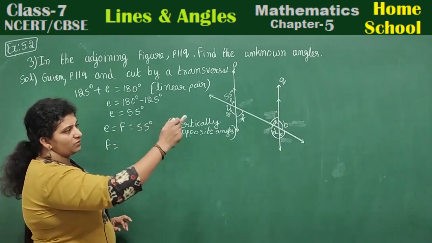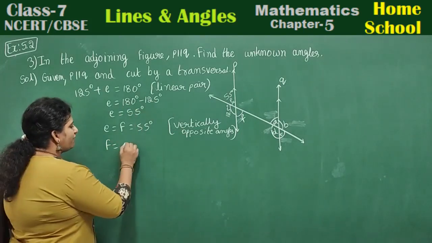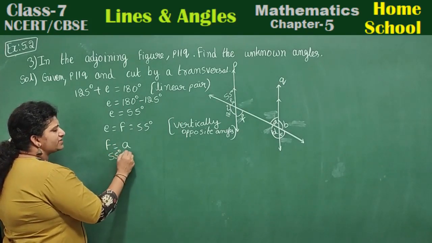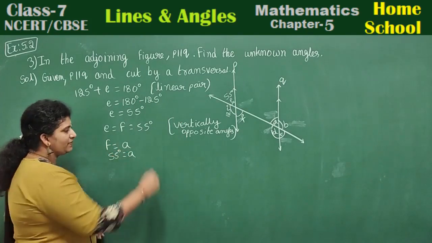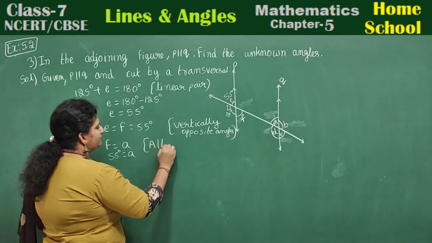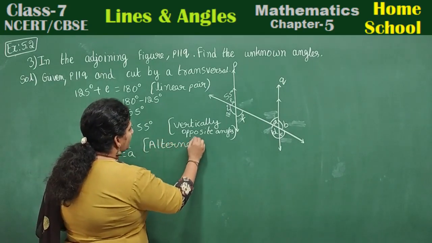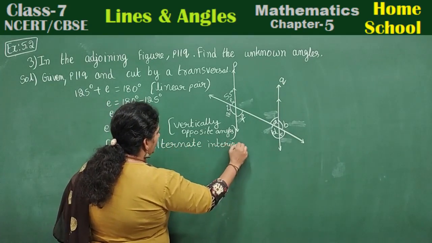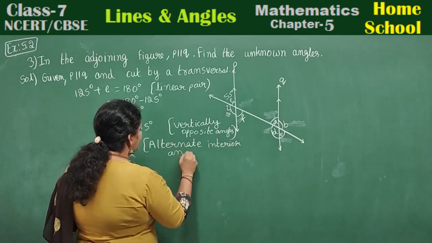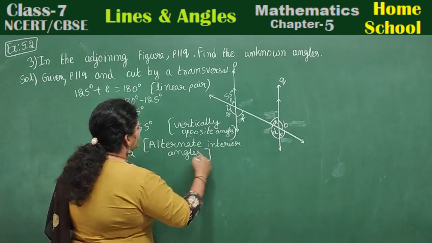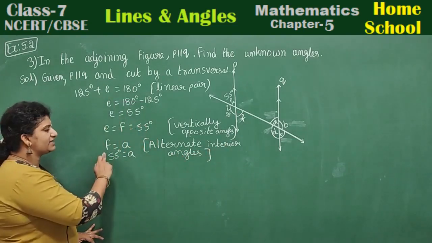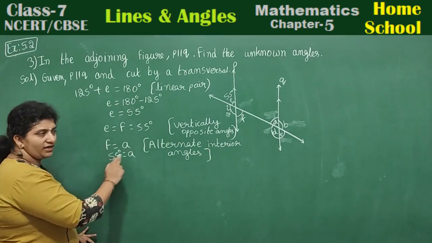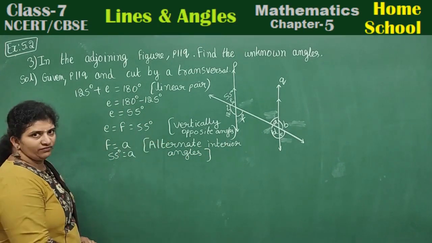Now, next step I am saying. F angle is equal to A. But F is how much? 55 degree is equal to A. Reason: alternate interior angles will be equal. Therefore, according to alternate interior angles, I say that F is equal to A, and F we already know is 55 degree. Therefore, A is equal to 55 degree.